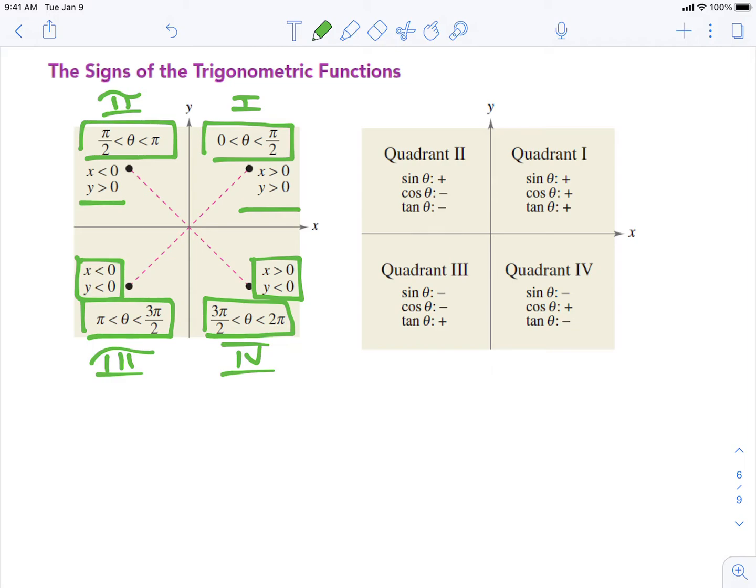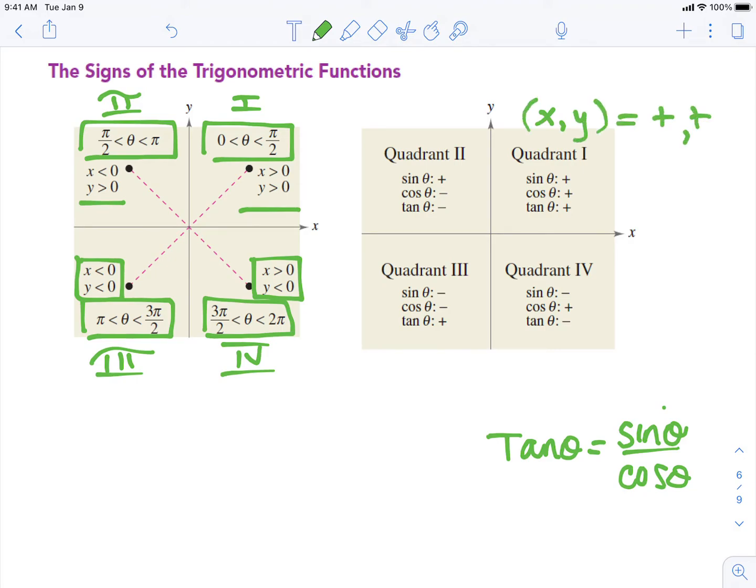the cosine is positive, and if you remember, tangent is taking the sine divided by the cosine. So I'm just going to go ahead and put x comma y equals positive and positive. So when you divide those, you're going to get a positive tangent. Quadrant 2, for the ordered pair, you're going to have a negative x and a positive y.